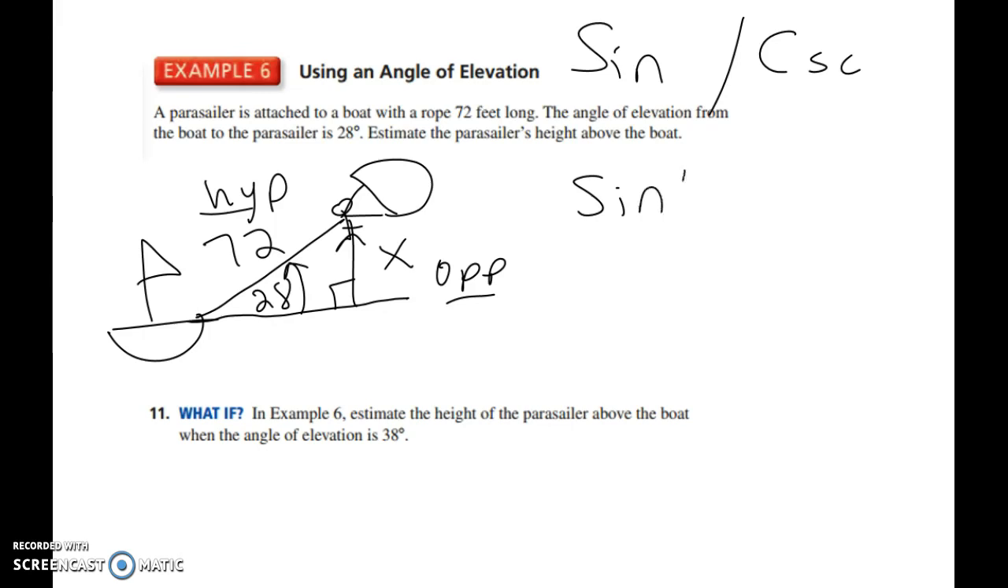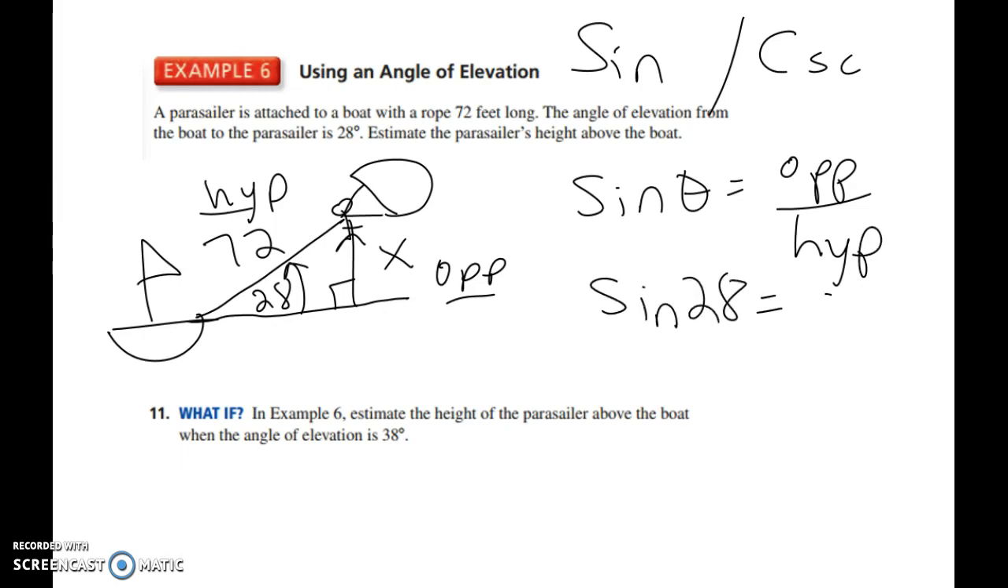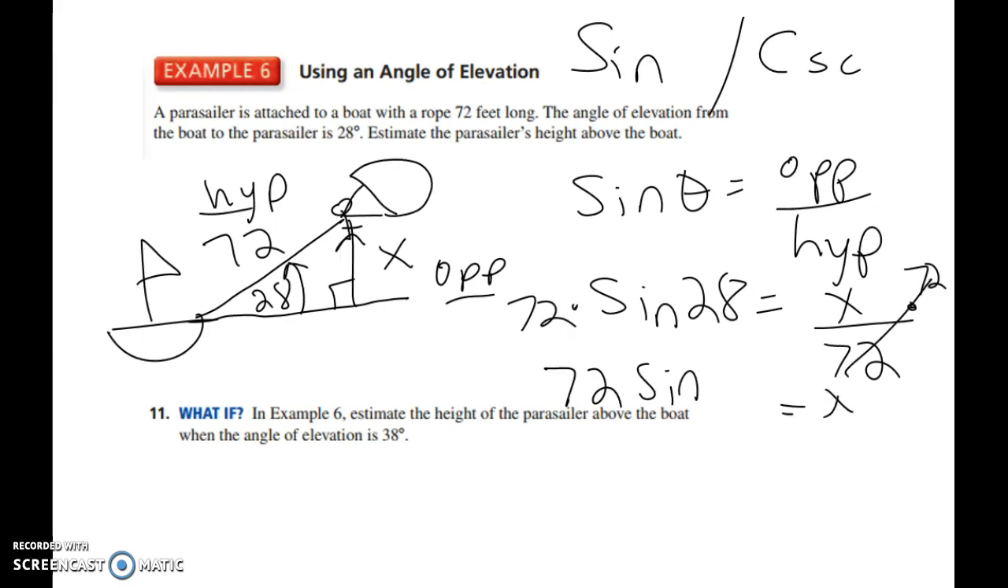Let's try writing our sine function. Sine is opposite over hypotenuse. Let's plug in what we know. The angle is 28 degrees, the opposite is x, and the hypotenuse is 72. When x is on top, it's very easy to solve. Just multiply both sides by 72. Notice I keep putting the 72 in front of the trig function, which is a good idea to make sure you type it in the calculator right. So type 72 times sine 28. Make sure your calculator is in degree mode, otherwise you're going to get the wrong answer. The approximate distance will be 33.8 feet above the boat's water.